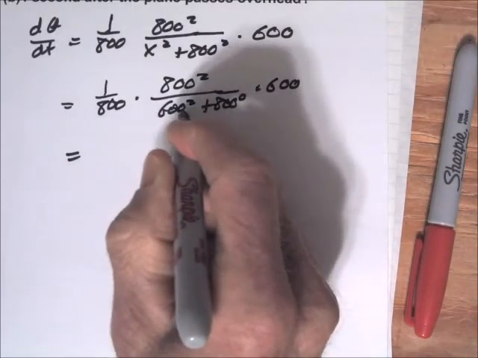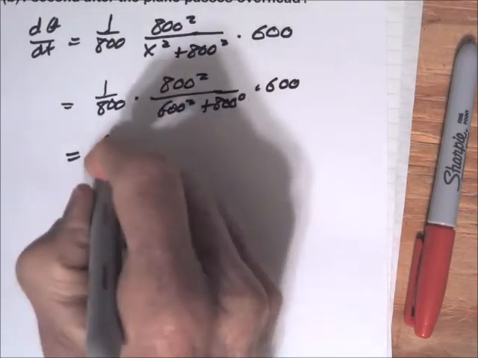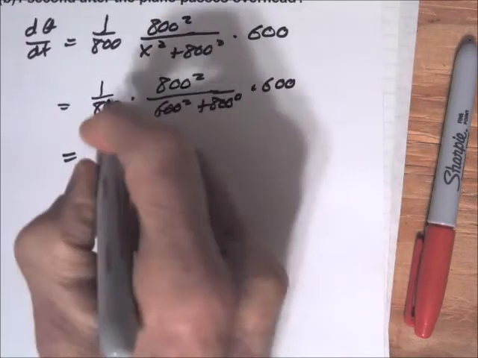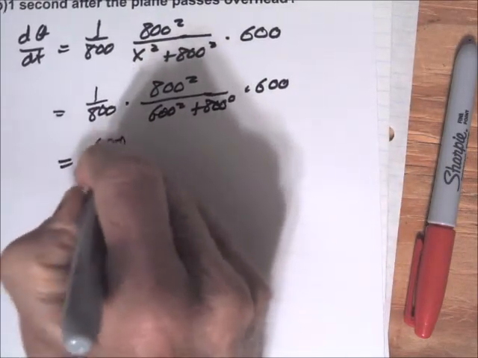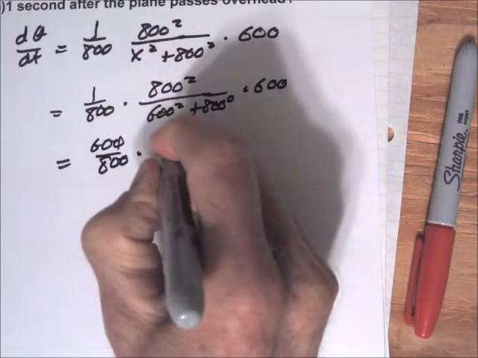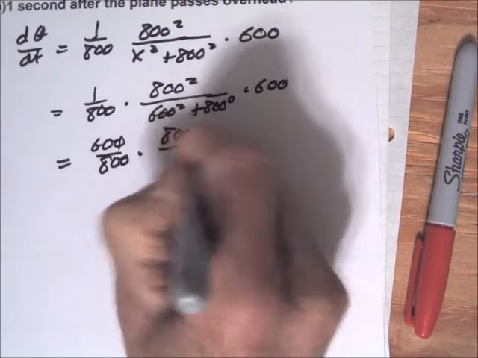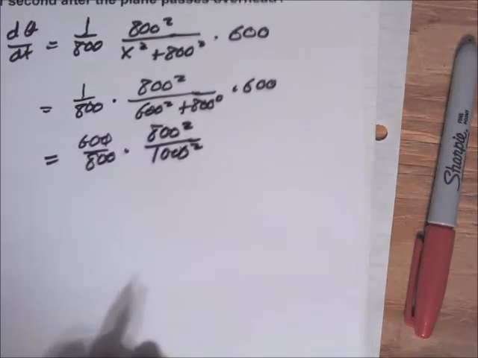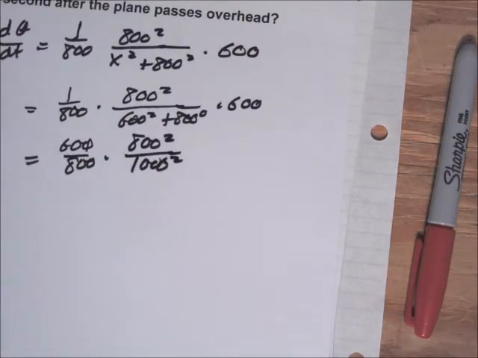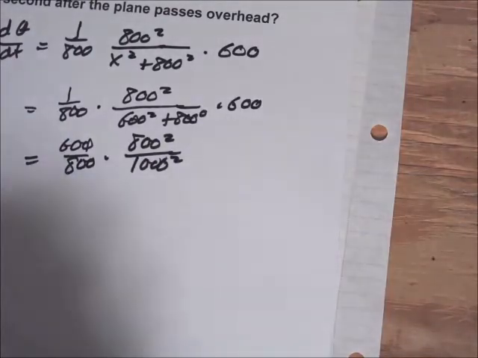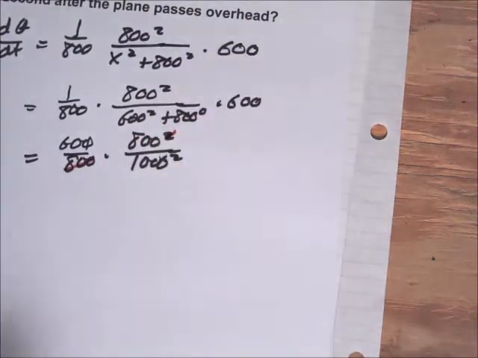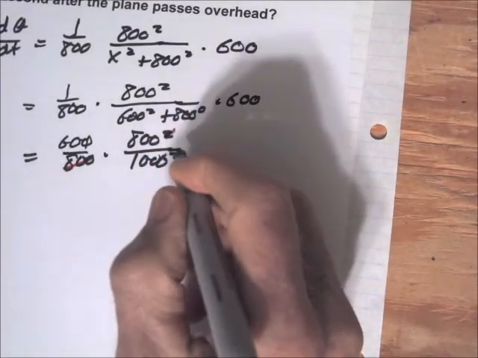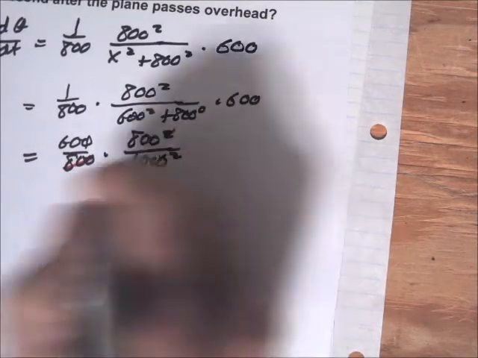We computed this before already. This would be 1,000 squared. So we can put the 600 with the 800. So it's 600 over 800 times 800 squared over 1,000 squared. So there could be some cancellations. This 800 will cancel with one of the 800s on top.